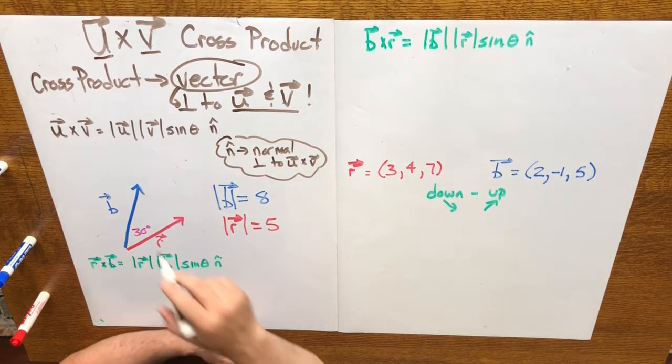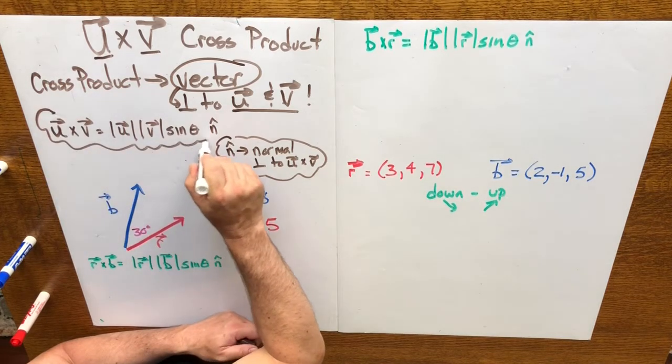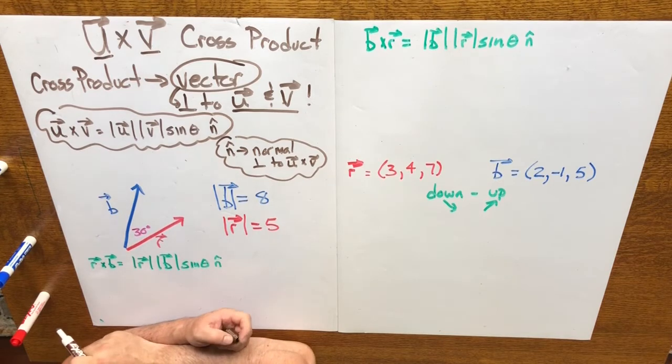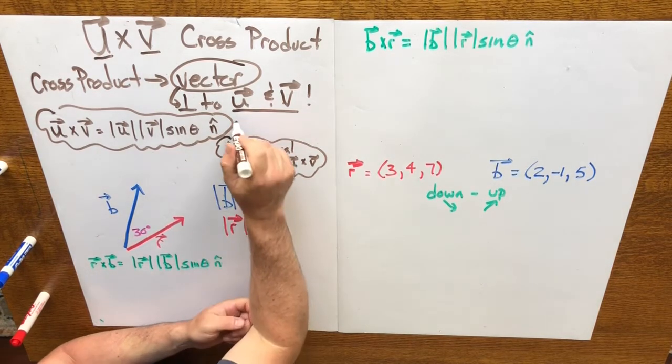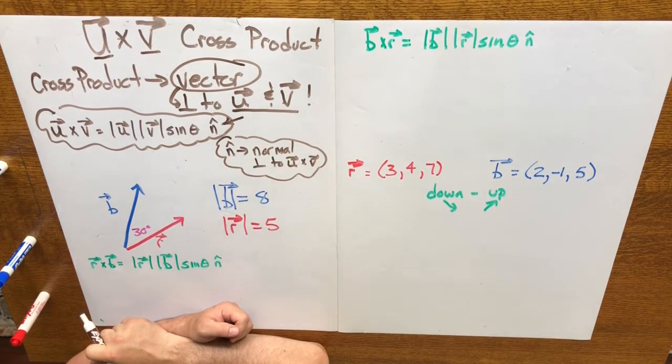The formula for cross product is u cross v equals the magnitude of u times the magnitude of v times the sine of the angle in between them, and then we have this little n caret here, which is a unit vector, normal or perpendicular to u and v. So I've got a colored example down here below. I'm going to do r cross b.